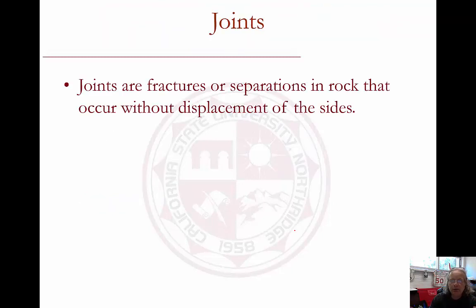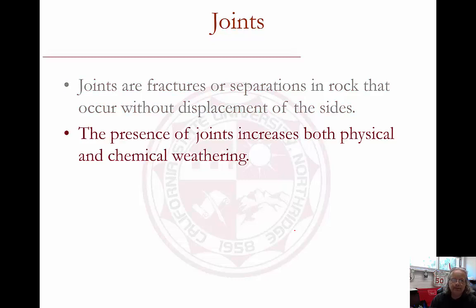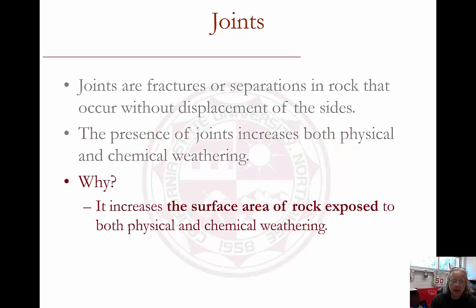Joints are fractures or some kind of separation in rocks that occur without displacement of the sides, meaning they're just cracks in the rock. Eventually, there will be displacement, well, not always, but frequently along the joints. Some types of rock have lots of joints, predictable joints, easy to break apart joints, and others don't. Those rocks that do have lots of joints are susceptible to a lot more physical and chemical weathering. Why? Because there's more rock exposed to the processes.